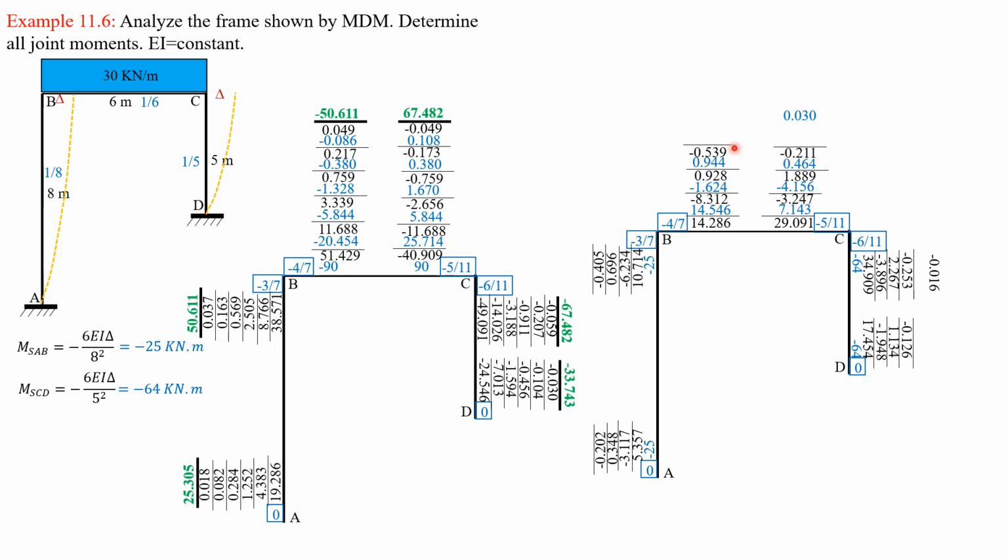So half negative 0.106 times negative 4 over 7, 0.061 lakh partially. Then negative 0.106 times negative 3 over 7, 0.045 lakh partially. Negative 0.27 times negative 5 over 11, 0.123 lakh partially. Negative 0.27 times negative 6 over 11, 0.147 lakh partially. Then carry over half of 0.405, 0.022 lakh partially.